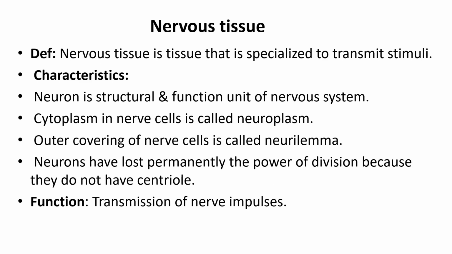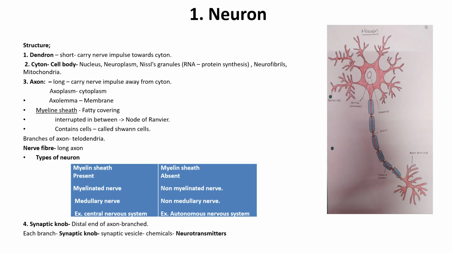Nervous tissue is a specialized tissue which transmits the stimuli. In characteristics, the neuron is the structural and functional unit of the nervous system. The cytoplasm present in the nerve cells is called neuroplasm and the covering is called neurolemma. Neurons have permanently lost the power of division because they do not have a centriole, so they do not divide, and the function of the neuron is transmission of nerve impulses.